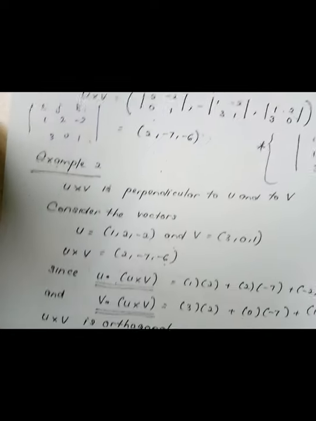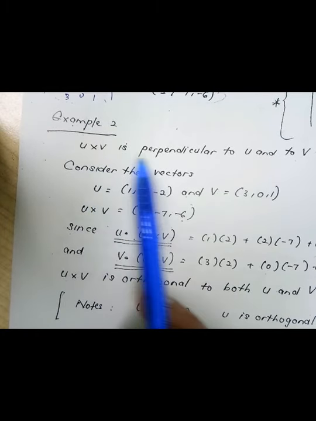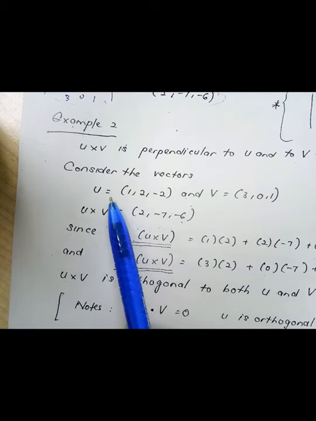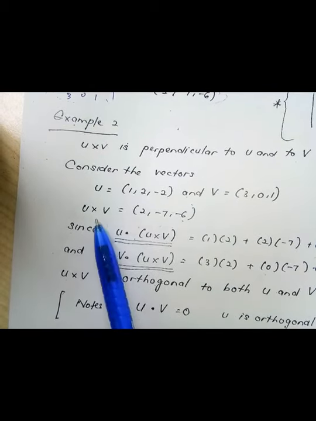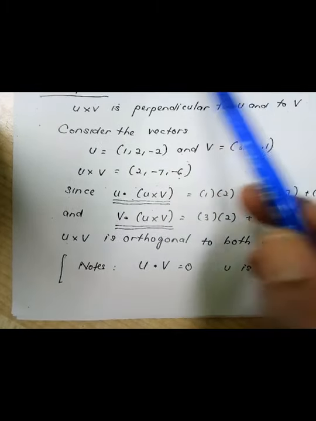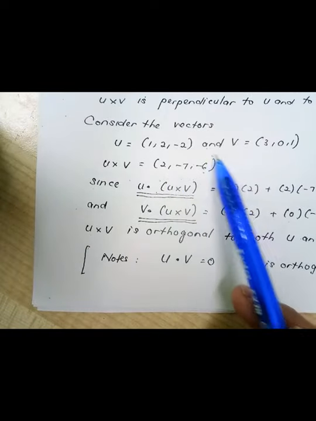Okay, example 2. U cross product V is perpendicular to U and to V. So now consider the vectors U and V. Using the determinant form here, we get this component.